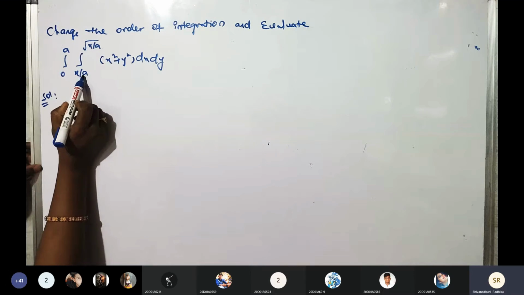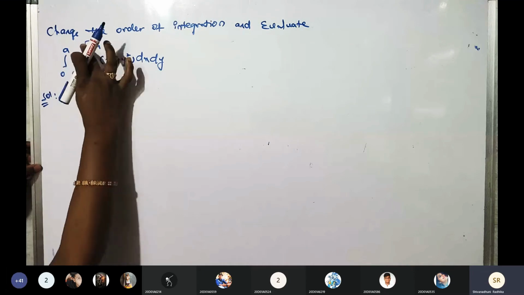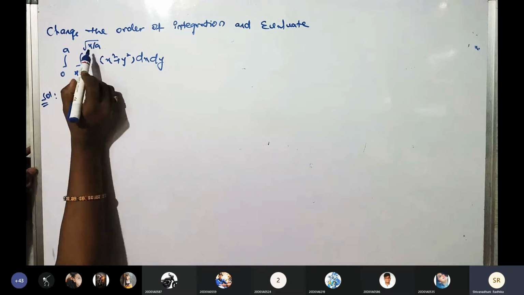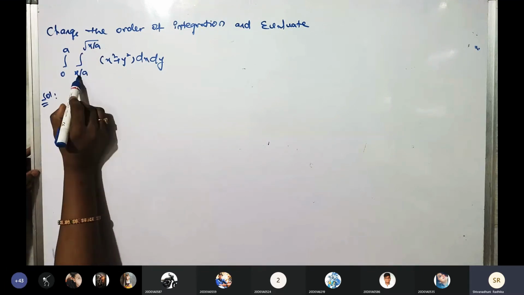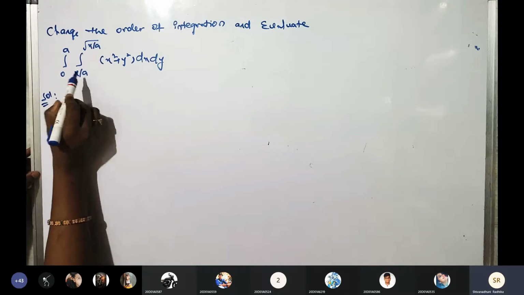Coming to the inner integration, see x by a under root of x by a. The integration is... Please recall. The inner first integration limits are consisting of the x variable, or in terms of x variable. So this is the y limits.